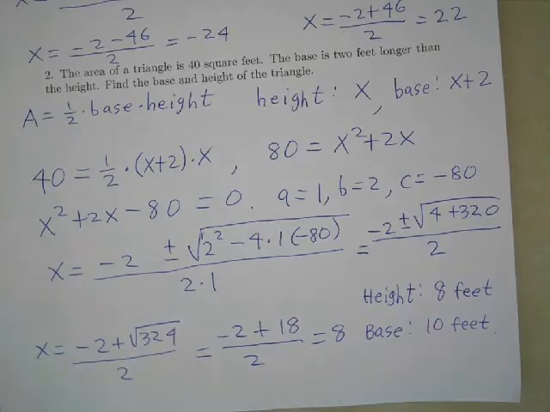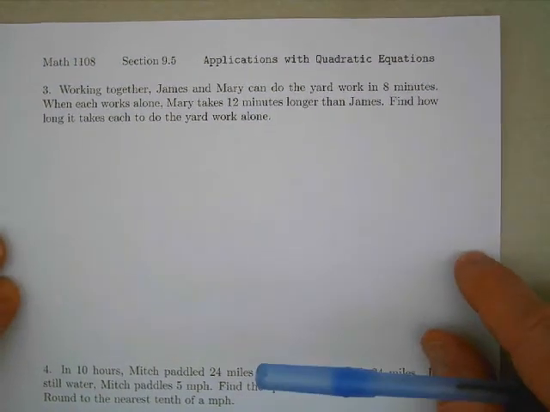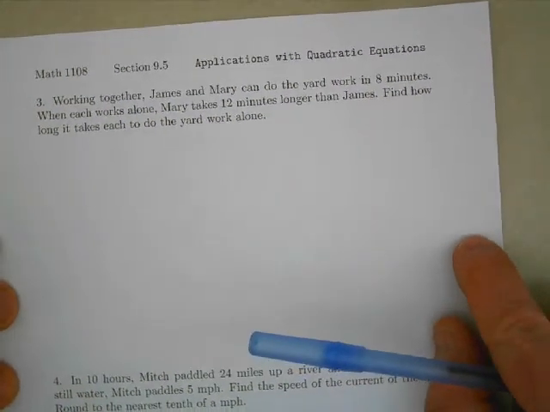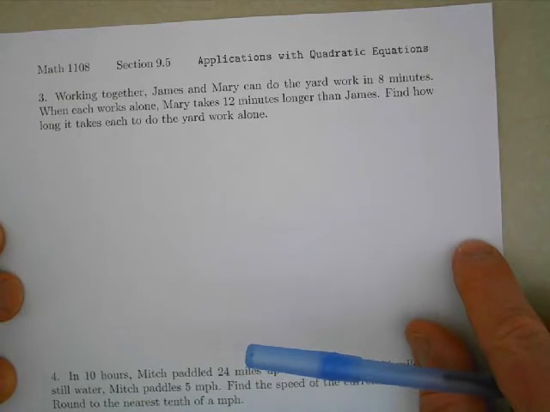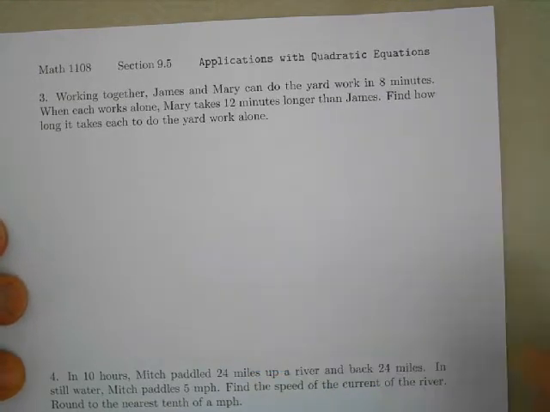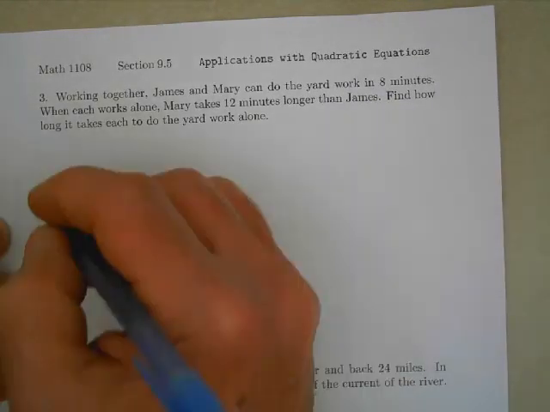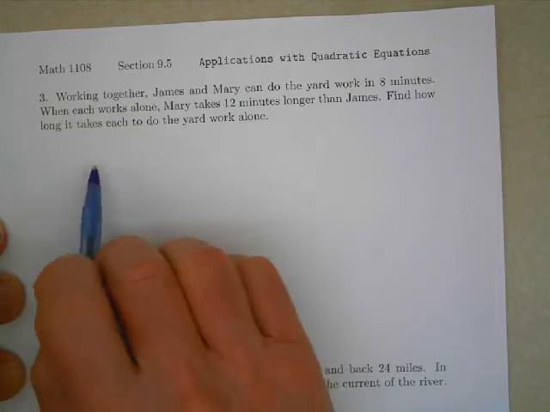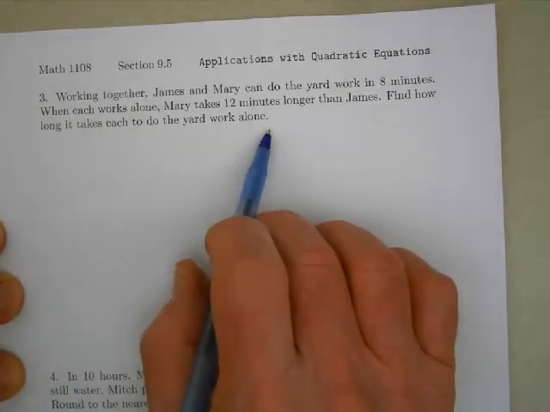Okay, moving along to the next example. We have a work problem. Working together, James and Mary can do the yard work in 8 minutes. When each works alone, Mary takes 12 minutes longer than James. Find how long it takes each to do the yard work alone.